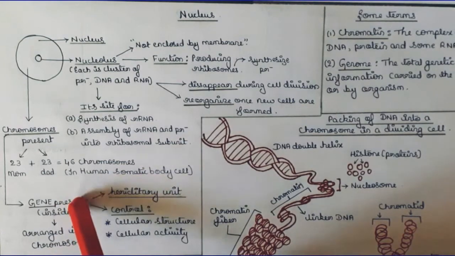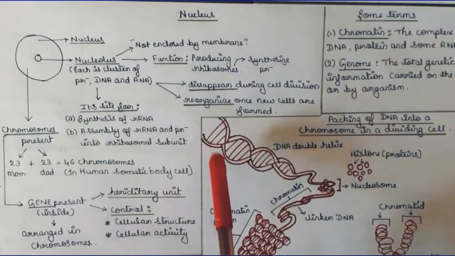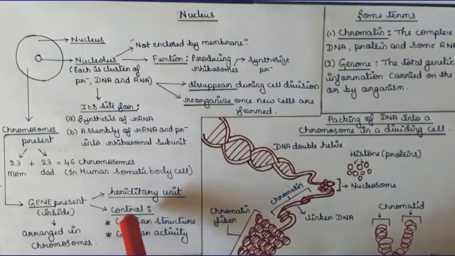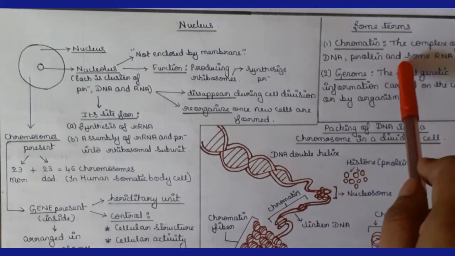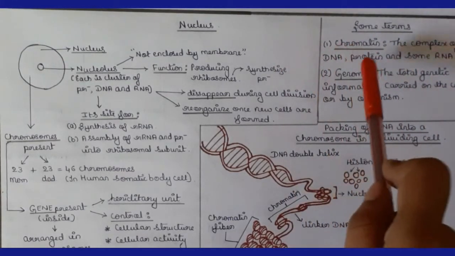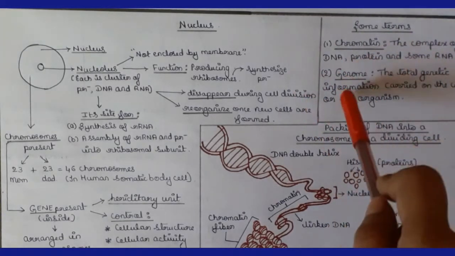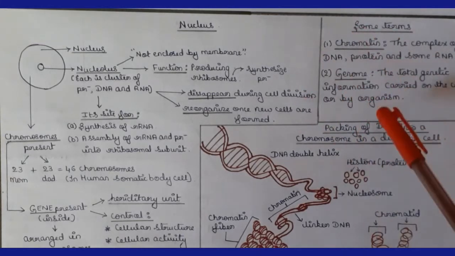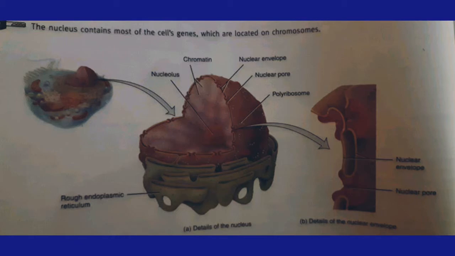The function of the genes is that they are a hereditary unit. That means they will carry the characteristics from the parents to the offspring, and they will also control the cellular structure and cellular activity. There are certain terms you have to know. First is chromatin. Chromatin is nothing but a complex of three molecules, that is DNA, protein and some RNA. Next is the genome. Genome is the total genetic information that is carried by a cell or by any organism.